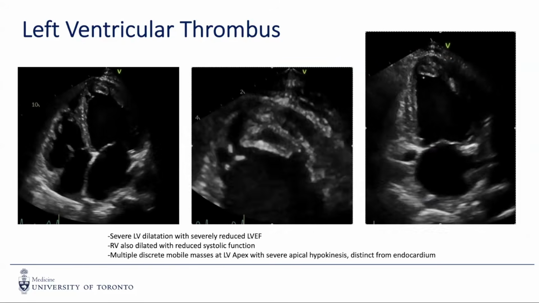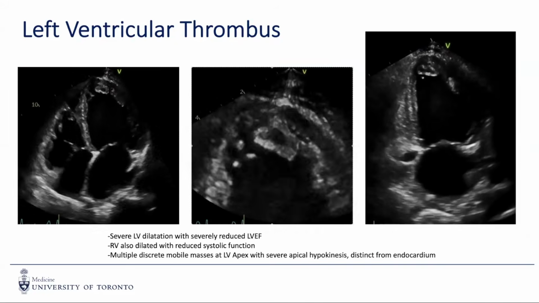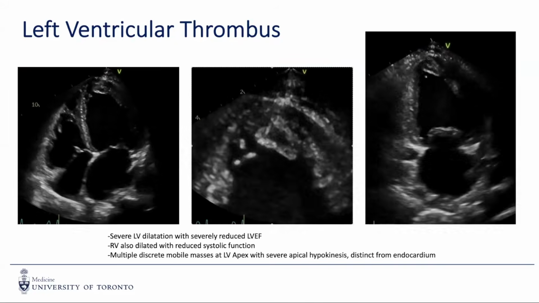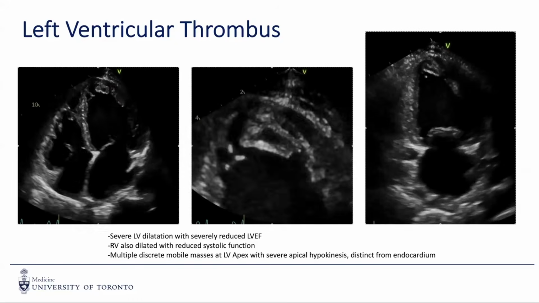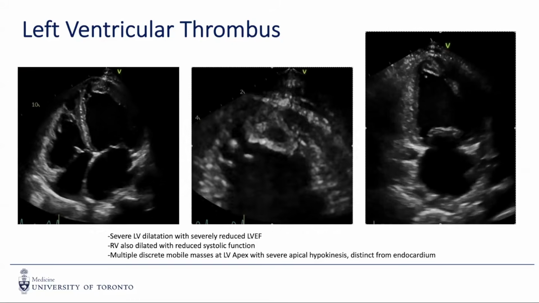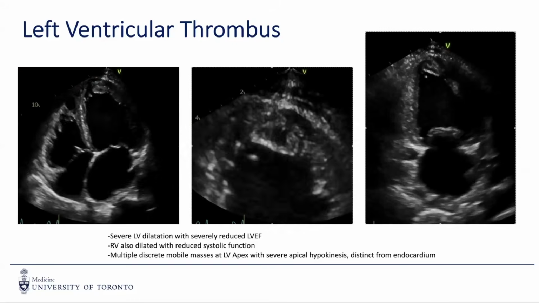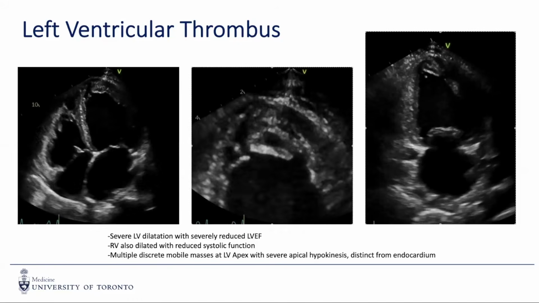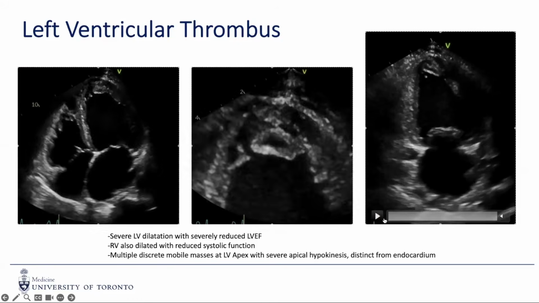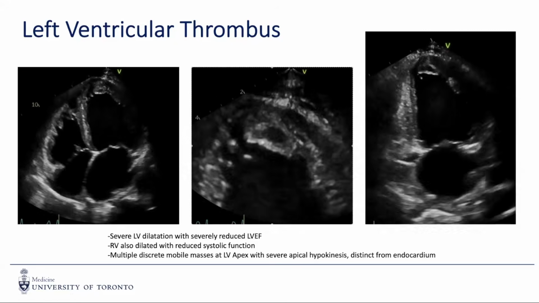So you can appreciate the multiple mobile masses here at the apex. And this is basically underlying a significant area of apical hypokinesis, which is, as we mentioned, the main kind of risk factor for this. And you can appreciate how the LV is severely dilated, it's not moving much, significantly reduced. Those are all complications, and those are all risk factors for LV thrombi.